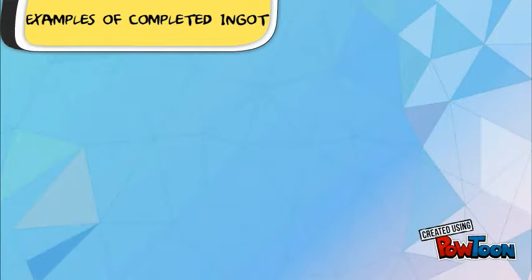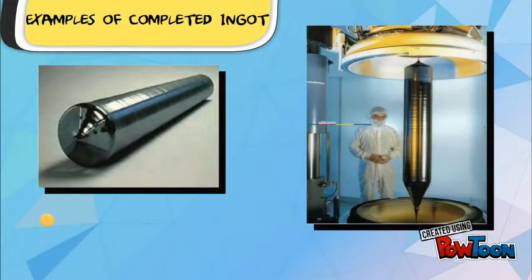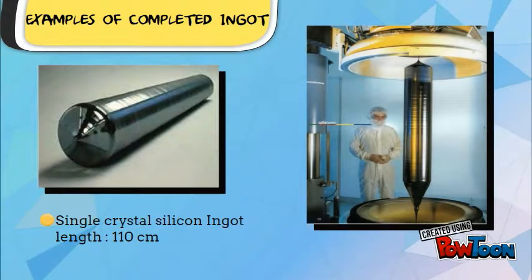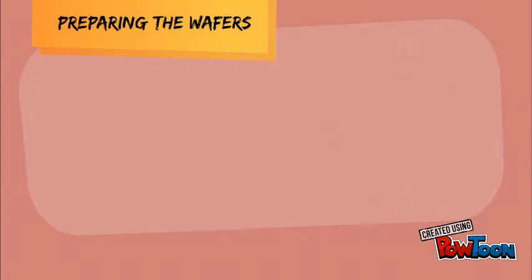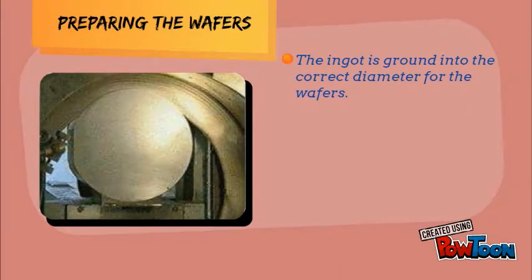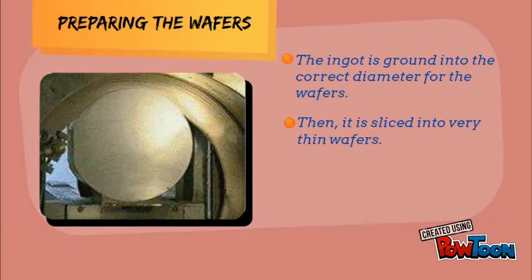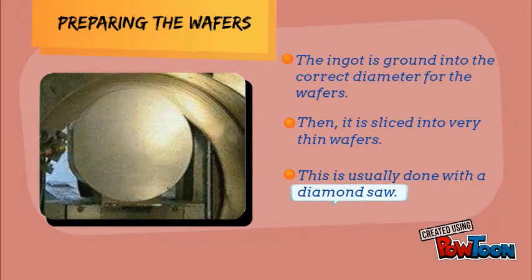Example of completed ingot. This is a single crystal silicon ingot with length 110 cm. Preparing the wafers. The ingot is ground into the correct diameter for the wafers. Then, it is sliced into very thin wafers. This is usually done with a diamond saw.